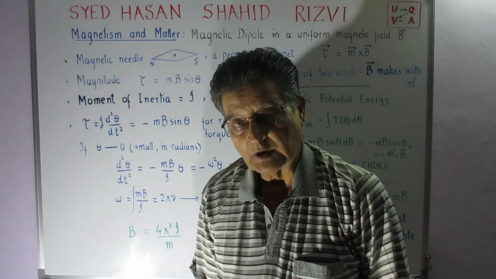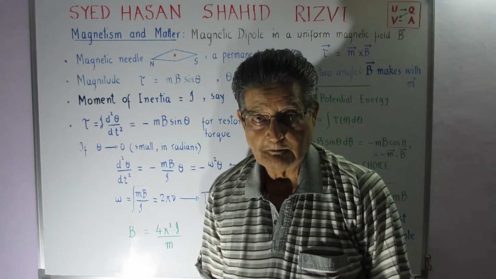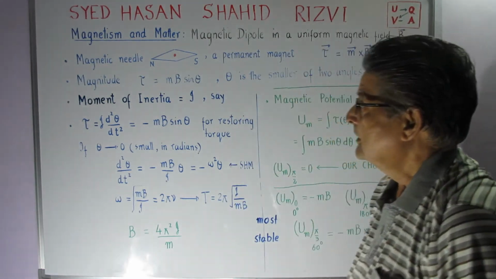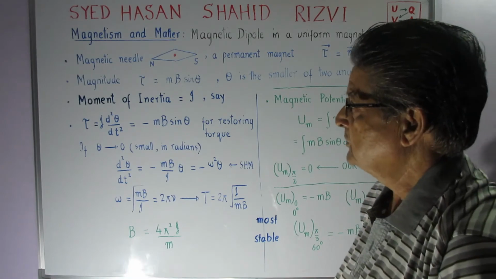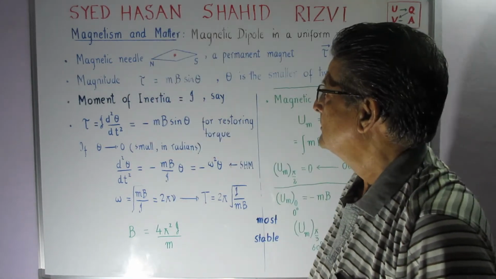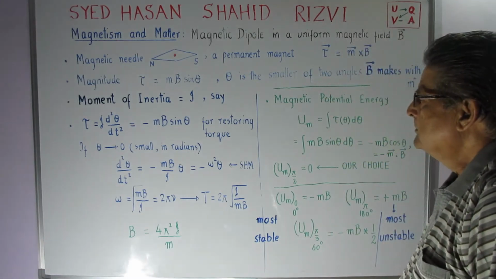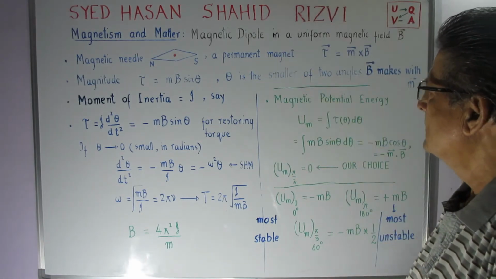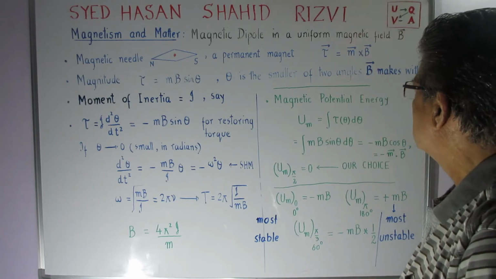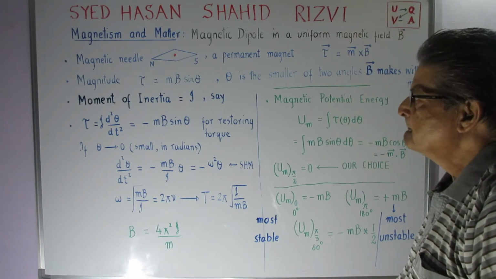So once again, welcome back, and the chapter that we are looking at is about magnetism and matter. Today we are going to talk about the behavior of a magnetic dipole in a uniform magnetic field B.